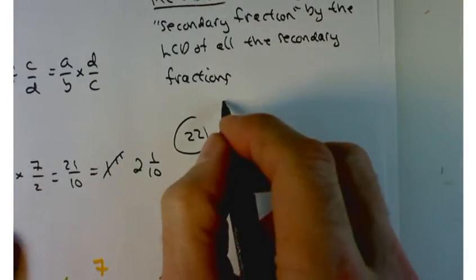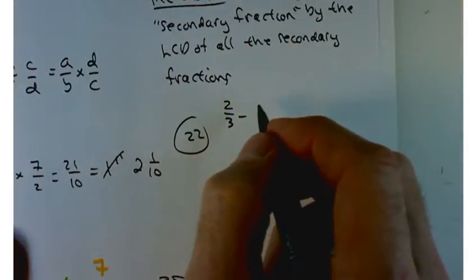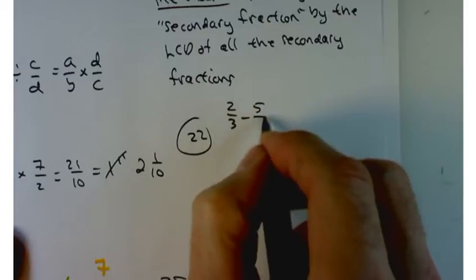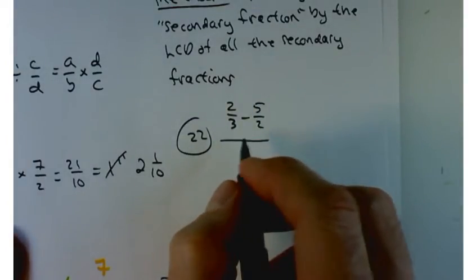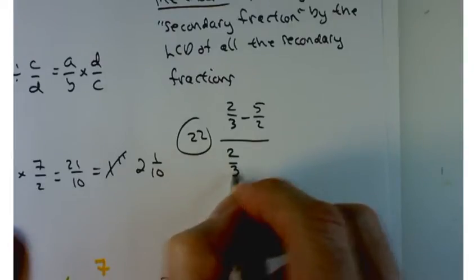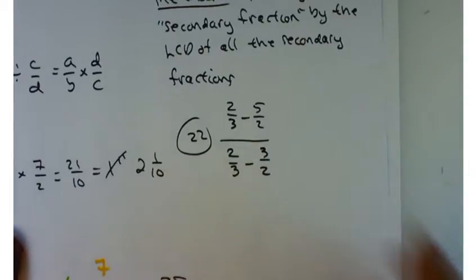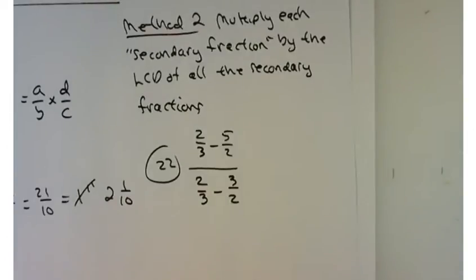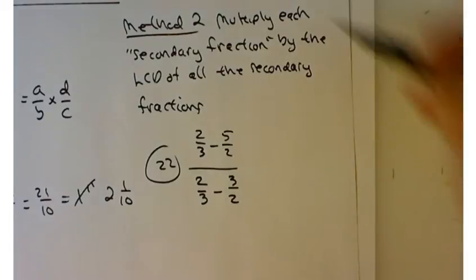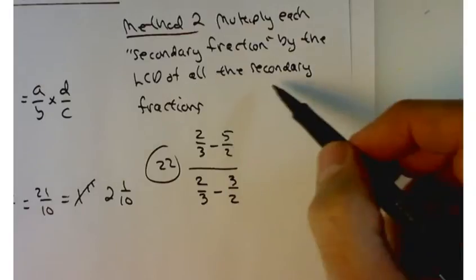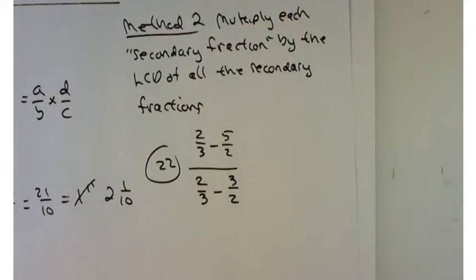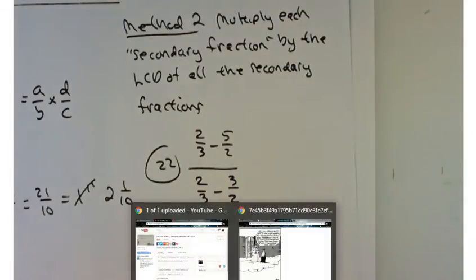2/3 minus 5/2 divided by 2/3 minus 3/2. So cryptically this says multiply each secondary fraction by the LCD of all the secondary fractions. So what on earth does that mean?